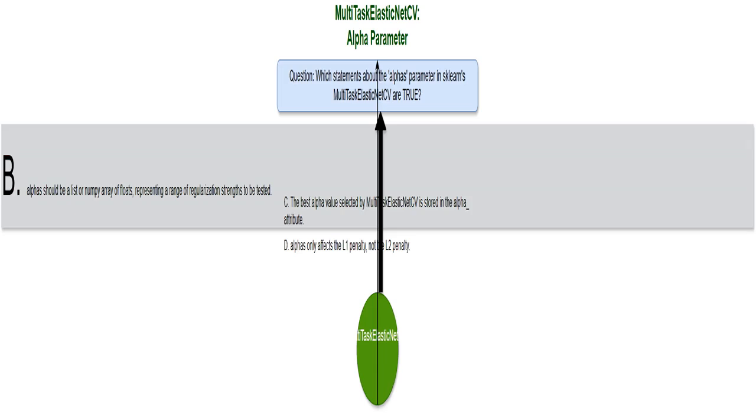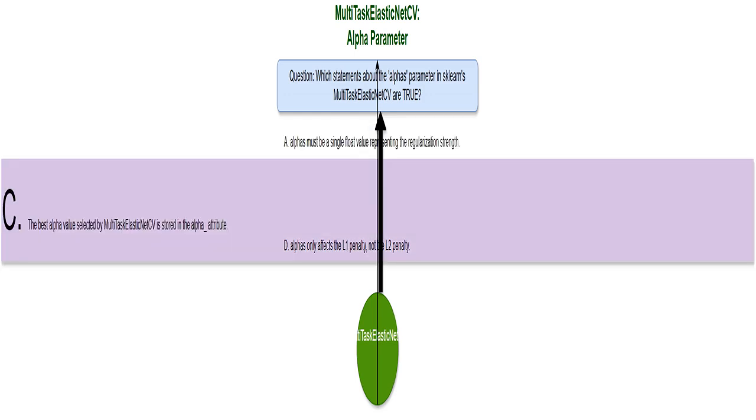You don't give "MultiTaskElasticNetCV" a single value for alpha. Instead, you provide a range of alpha values. The algorithm then tests each value and selects the one that produces the best model performance. Think of it like trying different levels of seasoning for a dish. You want to find the perfect amount.